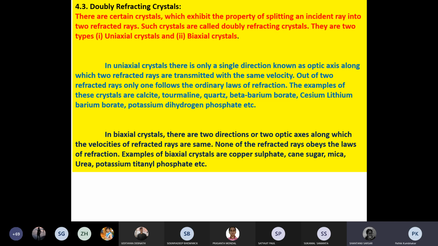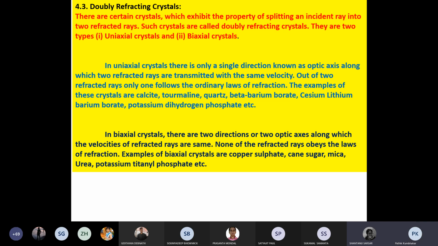So there are some crystalline materials. You remember some examples, maybe not many. I don't want to put you in trouble to remember so many crystals. So at least two or three you remember, like calcite, tourmaline, quartz, BBO, beta barium borate, CLBO, and this is KDP, potassium dihydrogen phosphate. These are the uniaxial crystals.